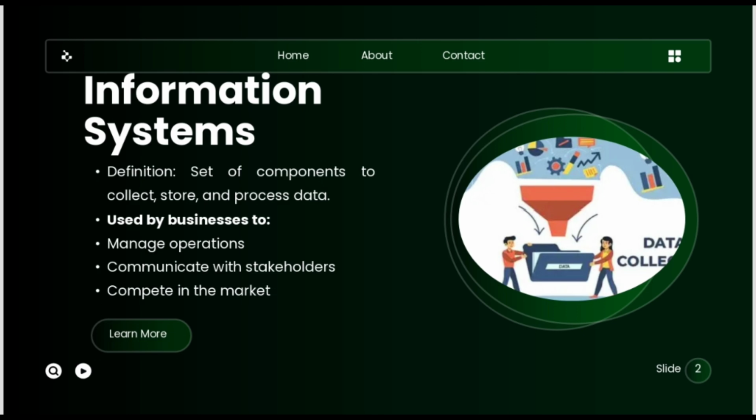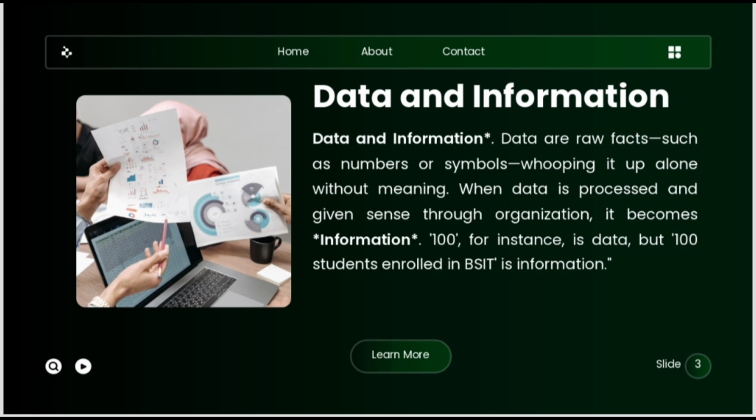First, information system. A set of components to collect, store, and process data. Used by businesses to manage operations, communicate with stakeholders, and compete in the market. Data and information. Data are the raw facts, such as numbers or symbols, that on their own have no meaning. When data is processed and given sense in an organization, it becomes information. 100, for instance, is data, but 100 students enrolled in BSIT is information.